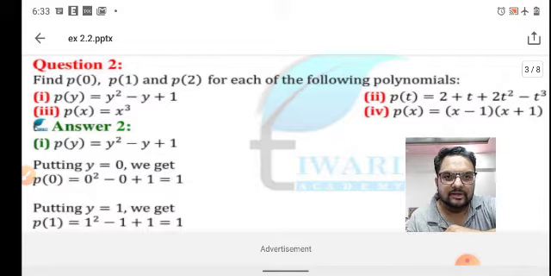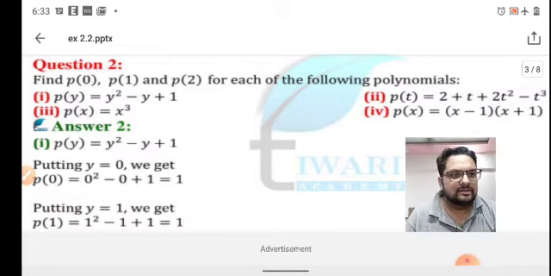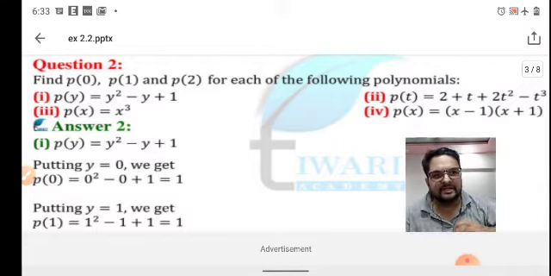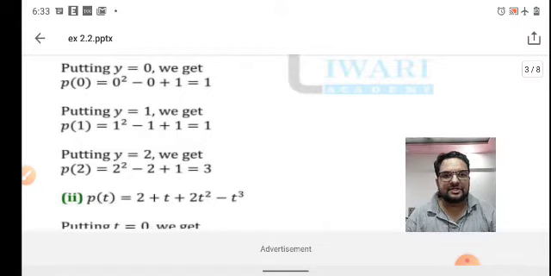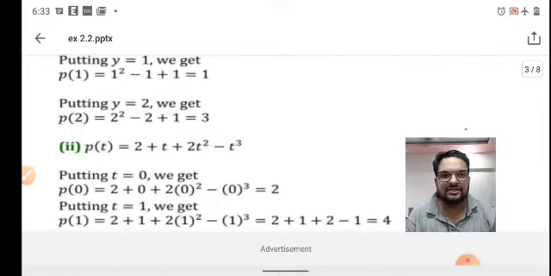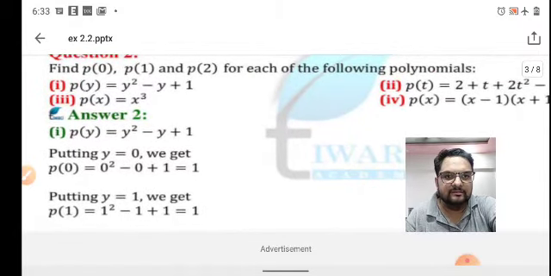Let's do it. In place of y, we keep the value 0, and let's check what answer we get. On doing so, keeping y equals 0, we get the answer 1. Similarly, if we go with the second polynomial, that is p of t, whose expression is given as 2 plus t plus 2t square minus t cube, we keep all the three values of t given in the question: t equals 0, 1 and 2.